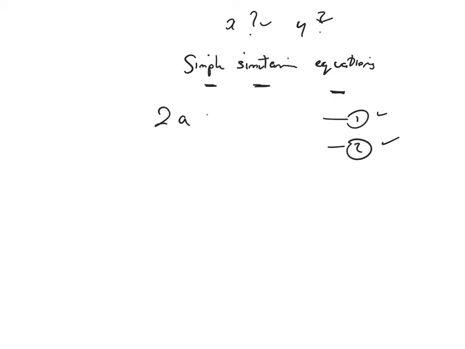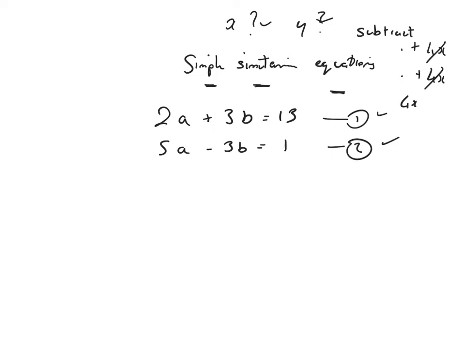So, for example, let's say we had 2a plus 3b is equal to 13. And let's say we had 5a minus 3b is equal to 1. Okay, so we saw last time that if you had, for example, a plus 4x and a plus 4x, then you would eliminate them by subtracting. That's pretty straightforward. If you've got 4x and you want to cancel it out, you take away the other 4x, so you would definitely subtract.